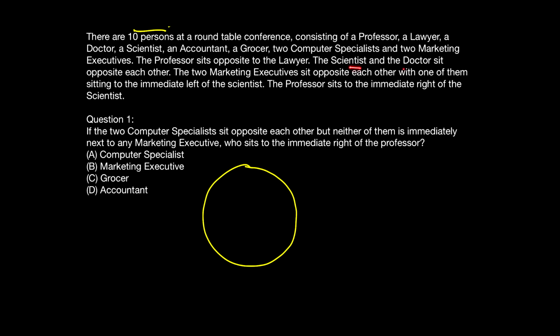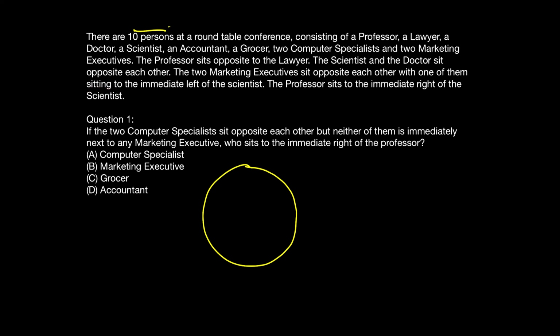Then we have scientists and the doctor sitting opposite to each other, two marketing executives sitting opposite to each other, and now this is something which relates to the scientist. So we have two sentences with respect to scientist here. One where we are saying that scientist and doctor are sitting opposite, and another where one of the marketing executives is on the immediate left of the scientist. Now the professor sits to the immediate right of the scientist, so again a relation of scientist.